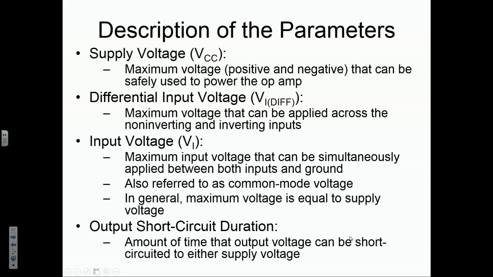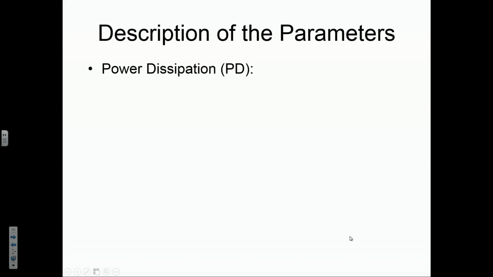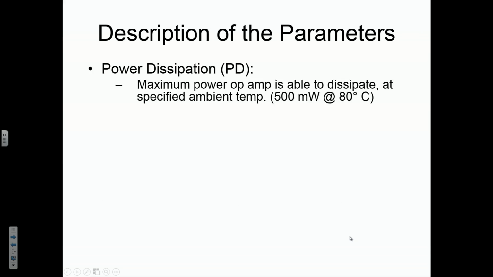Output short circuit duration, we talked about that. That was indefinite for this particular op-amp. That is the amount of time that the output voltage can be short-circuited to either supply voltage. Okay, so that means that you can hook feedback directly in, that voltage follower. You can have the output hooked directly back into the input indefinitely, no problem. Power dissipation, 500 milliwatts at 80 degrees C. That's the maximum power the op-amp is able to dissipate at a specified ambient temperature without getting too hot.